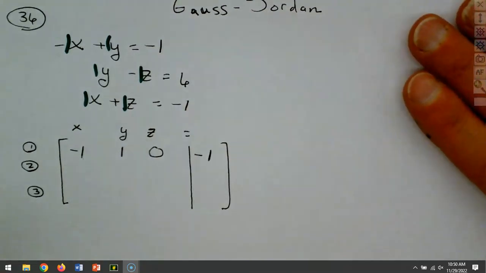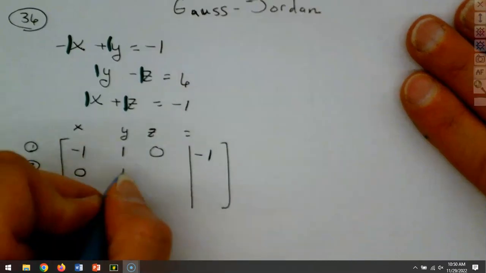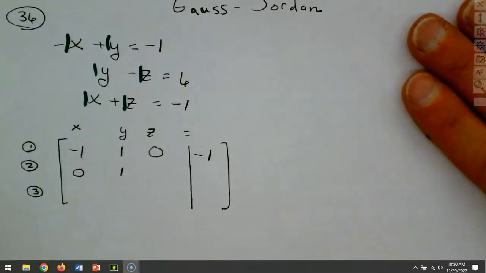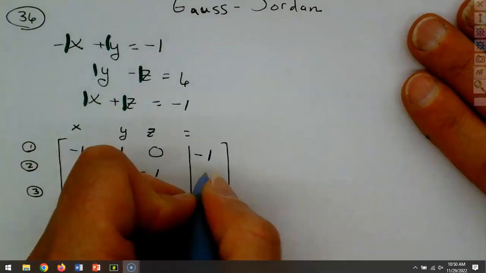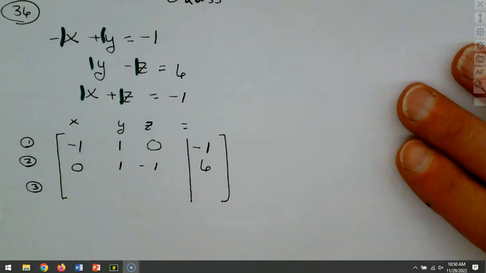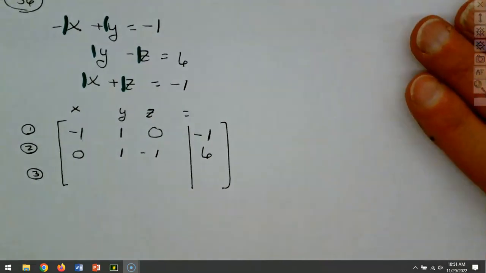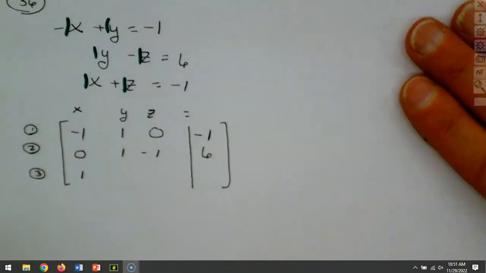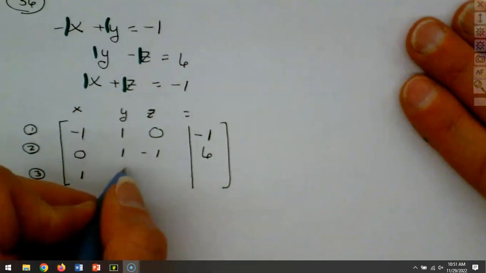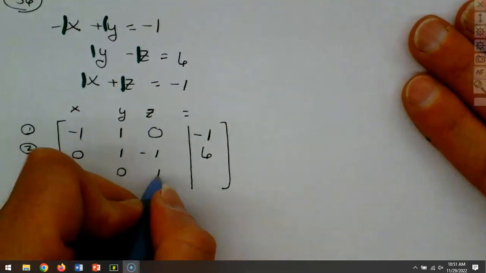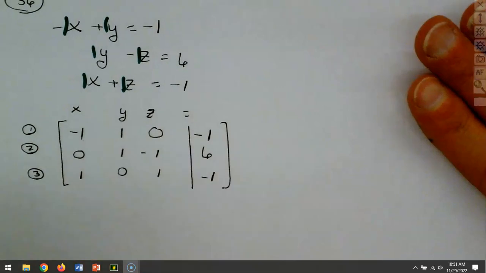Then the second equation, we have no x's, so that goes there as a 0. We have 1y, and we have a minus 1z, and that equals 6 there. And then finally, we have no y's, and we have one z, and it equals a minus 1.